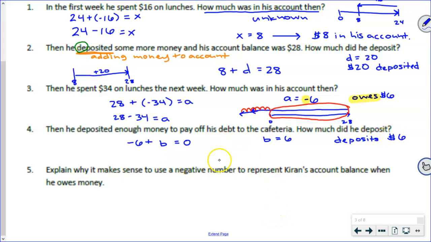And again, a number line to show that. Here's 0. Here's the negative 6 that he's in. He's just going back to pay off the debt, so he's only adding the exact amount to get him to 0, or in other words, $6. And now just a quick discussion. Why does it make sense to use a negative number to represent Kiran's account balance when he owes money? Why are we using negative numbers here? What are your thoughts? I want to see some fresh new hands that I haven't yet called on today.